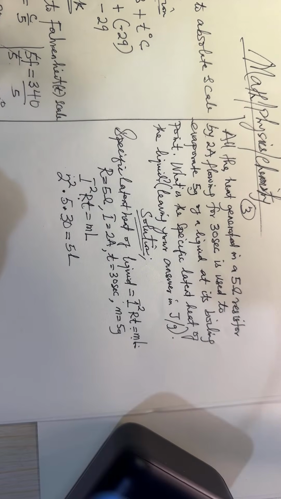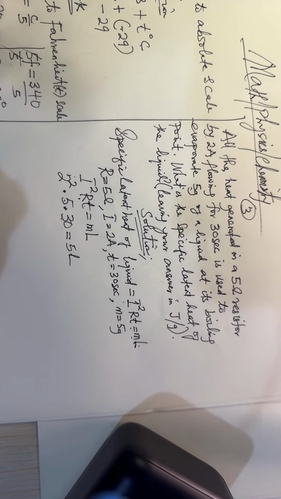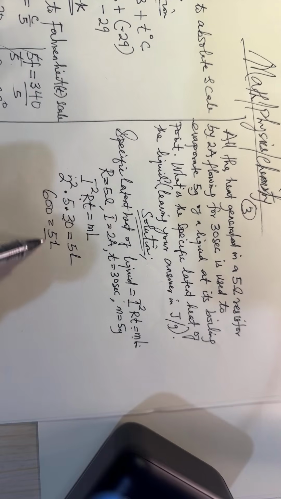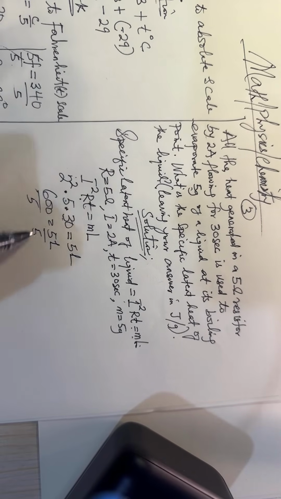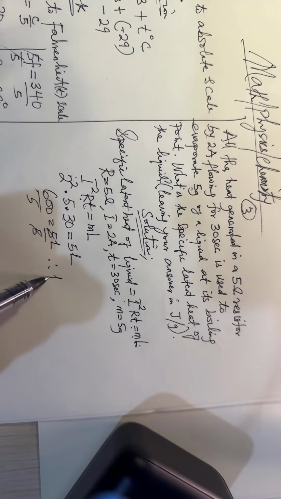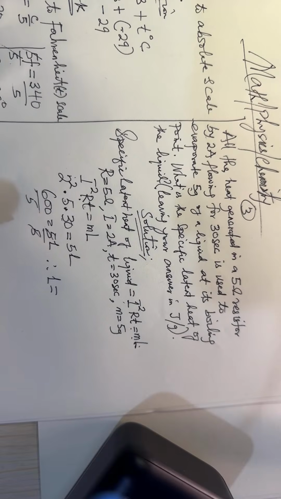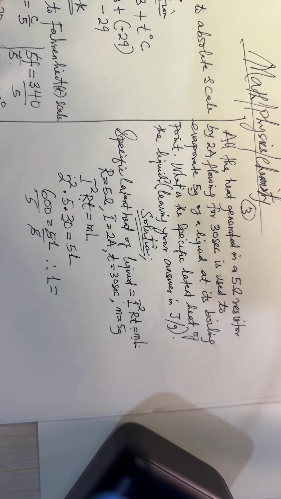Please, let's be active in the comments. Did you say 600? Okay, let's have 600 equal to 5L. If we divide both sides by 5, this cancels. Therefore, L will equal 600 divided by 5.